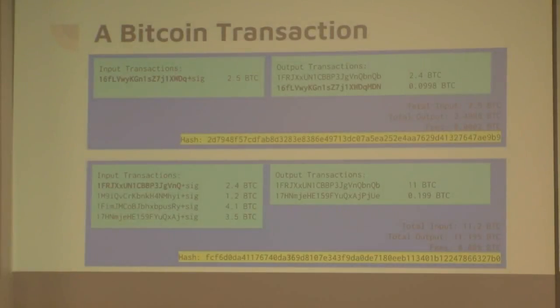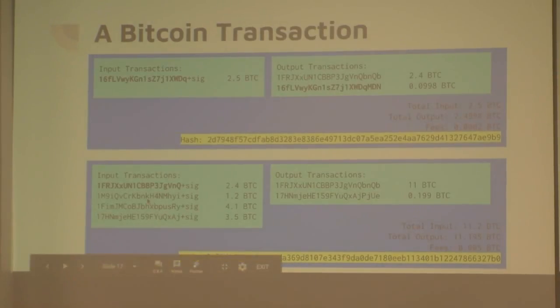You could broadcast. You don't have to put in fees. You can output exactly the amount that you input, but then no miner will include that, and we'll get to that next. So the top one is a very simple transaction. There's only one input, and there's two outputs.